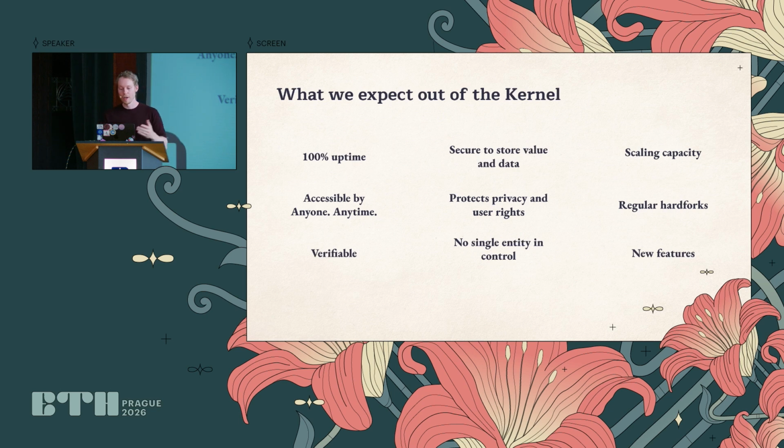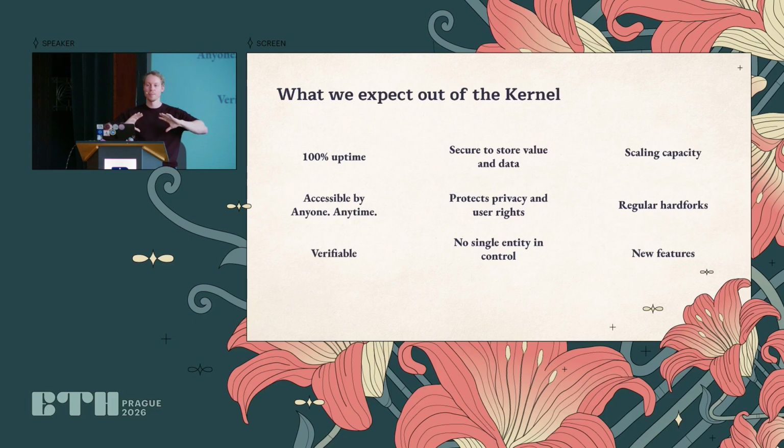Ethereum is verifiable. It's a place where you can securely store your value and your data. It generally protects privacy and user rights. It's an ecosystem where there's no single entity that's in control. There's no one that can just shut it off. And all of that sort of keeps chugging along, and that's what we've been seeing in the past from Ethereum.